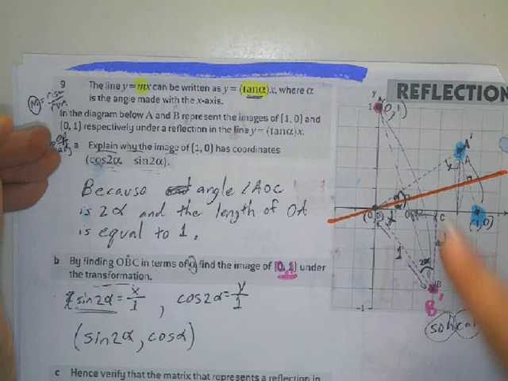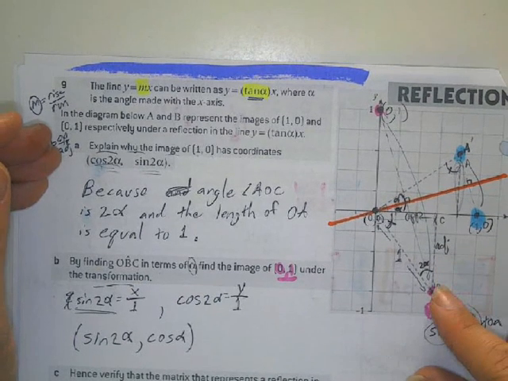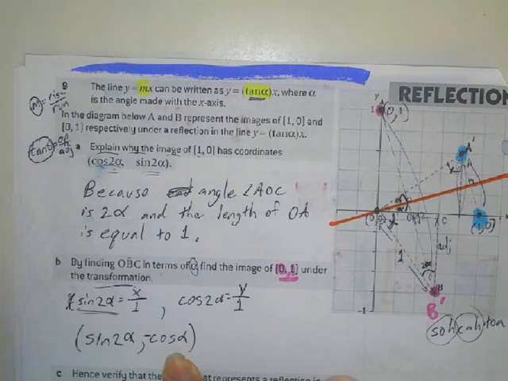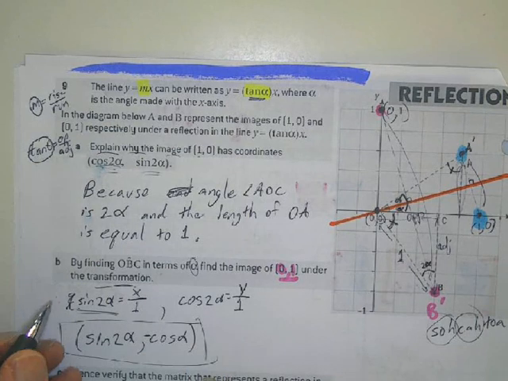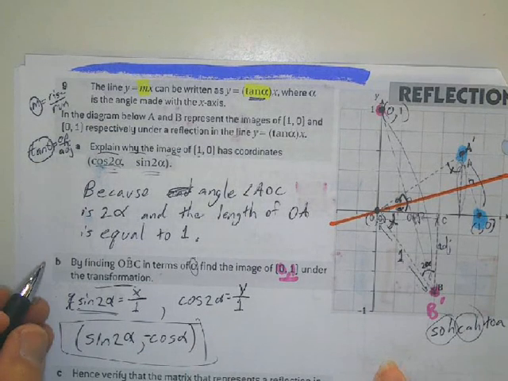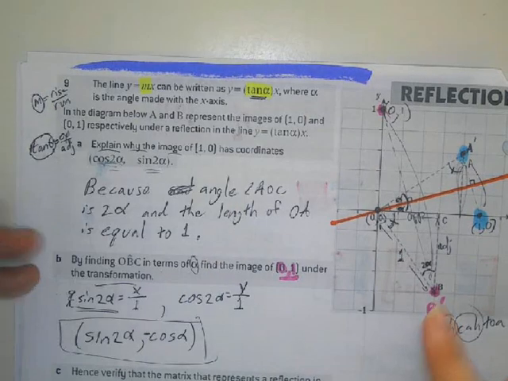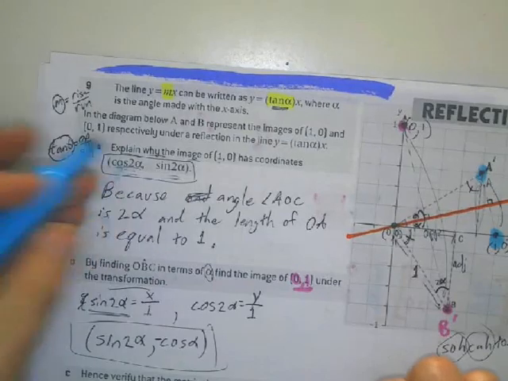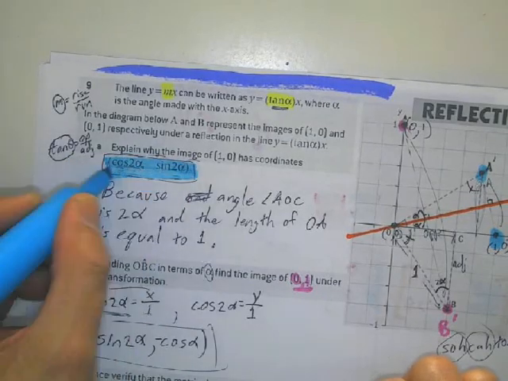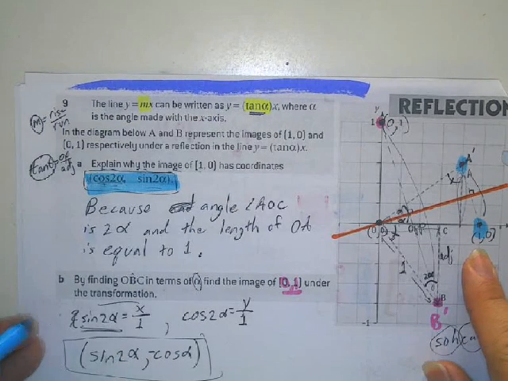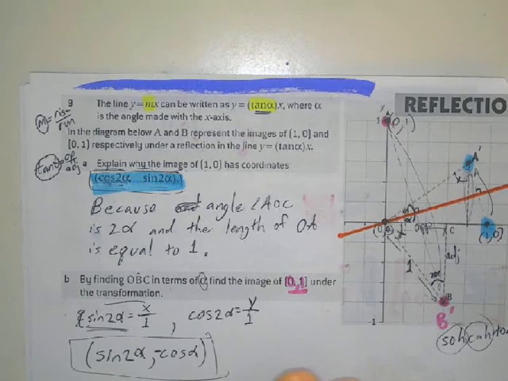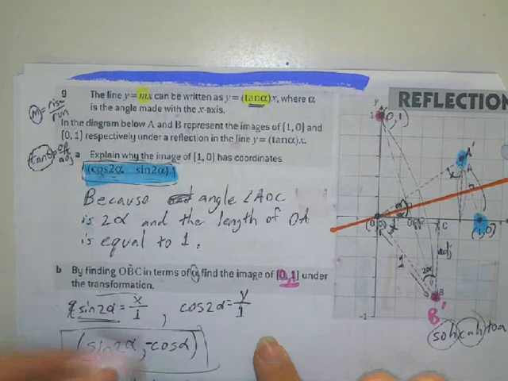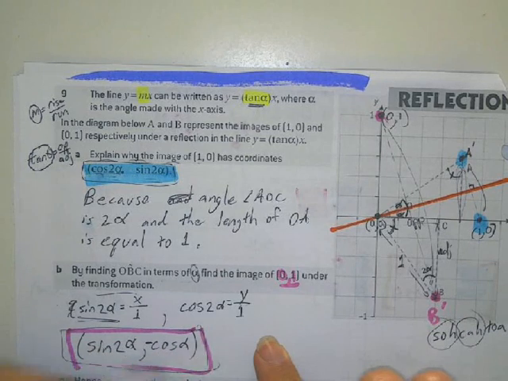Oh, but it's going down here, right? So in the y direction, instead of cosine 2 alpha, I'm going to say negative. Okay. So that's B to B prime. And so let's highlight that in blue. Sorry, this is the transformation of (1, 0), and this is the transformation of (0, 1).